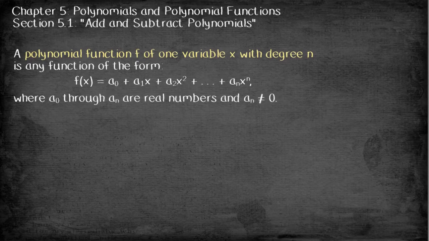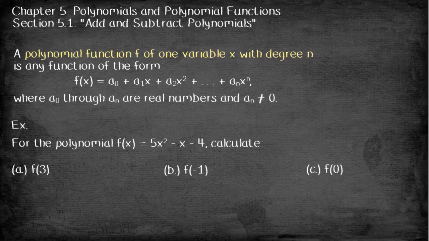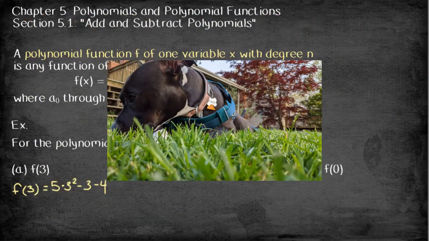So here we have a polynomial, 5x squared minus x minus 4, and what we want to do is calculate some different values. We're evaluating f of x at 3, negative 1, and 0. So let's go ahead and do that real quick. For f of 3, what we're going to do is take x and replace it with 3. Everywhere I see an x, I replace it with a 3. And that's it. Of course, we have to simplify following the proper order of operations.